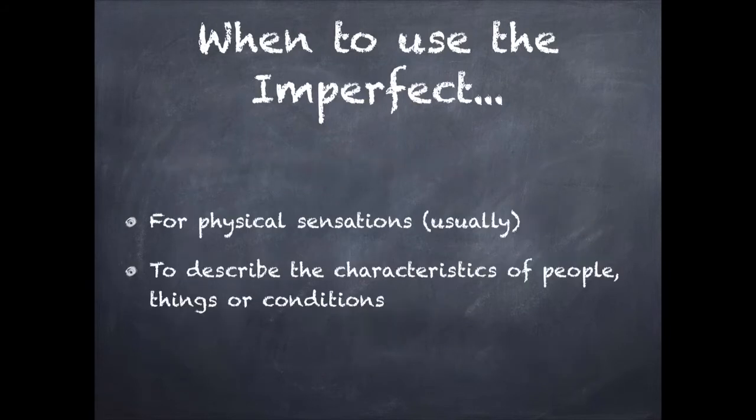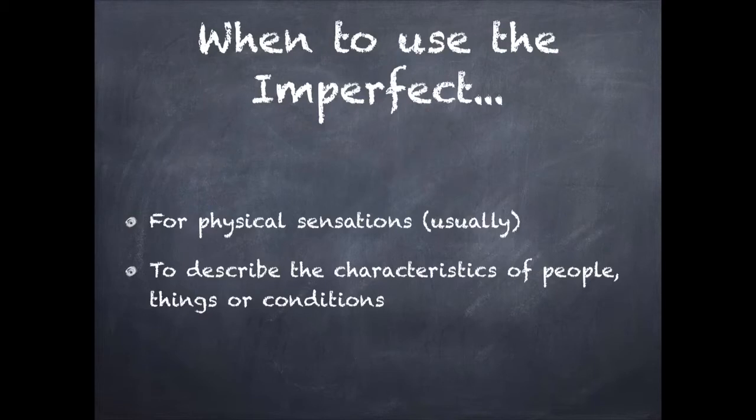Now, there's two more. When we're dealing with physical sensations, usually we're going to use the imperfect tense. For example, if I said I am hungry, then we'd use the verb tener, but we'd use the imperfect tense because you're talking about your physical sensations and emotions. So typically when you deal with emotions, you're going to use the imperfect tense. I was sad. It's background information. If you said I cried, then that's a preterite because it's a completed event.